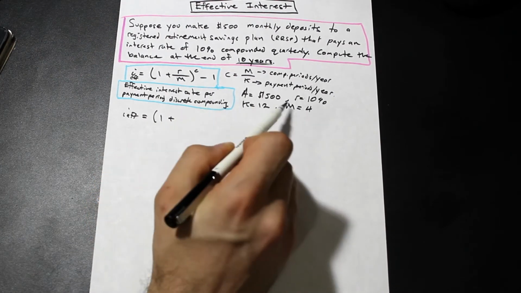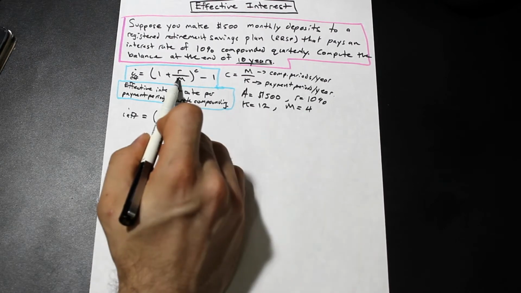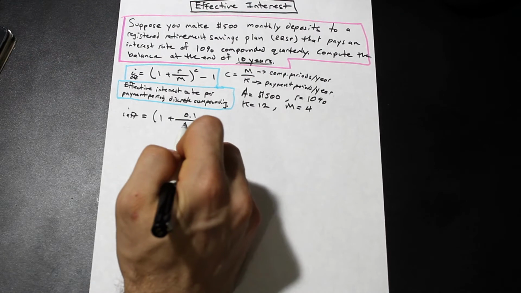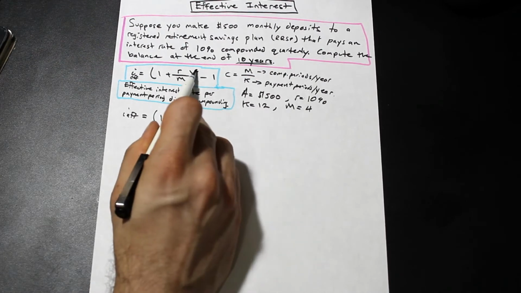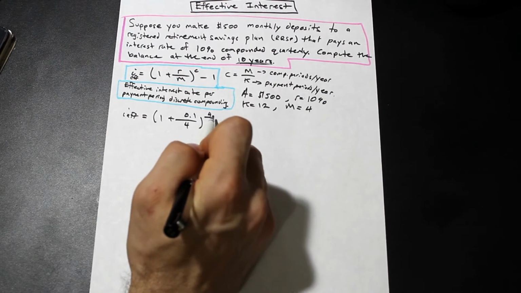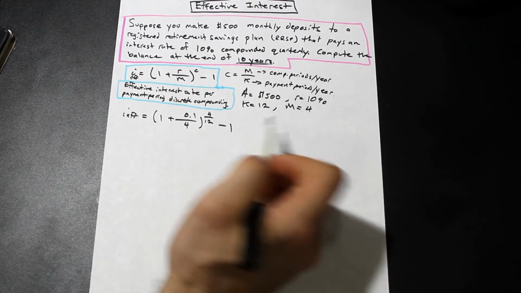So we have 1 plus R, so our original interest rate is 0.1, over M, the number of compounding periods per year. In our case that is going to be 4, which is quarterly, to the power of C, where C is compounding periods per year, which is 4, over payment periods per year, which is 12, minus 1.